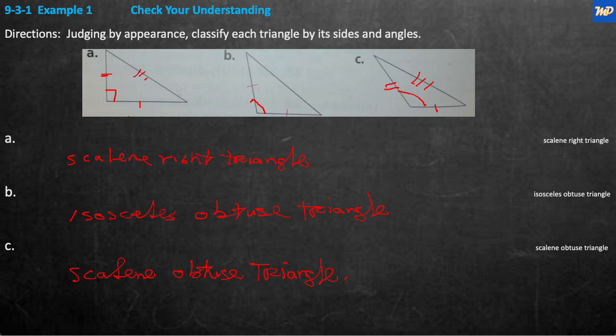Okay? Do we get it? Scalene's easy because there's no tick marks to indicate. We don't have to prove anything on congruent sides. And two of these happen to be scalene. And you'll find it's mostly scalenes all the time in your work in the future. Okay?